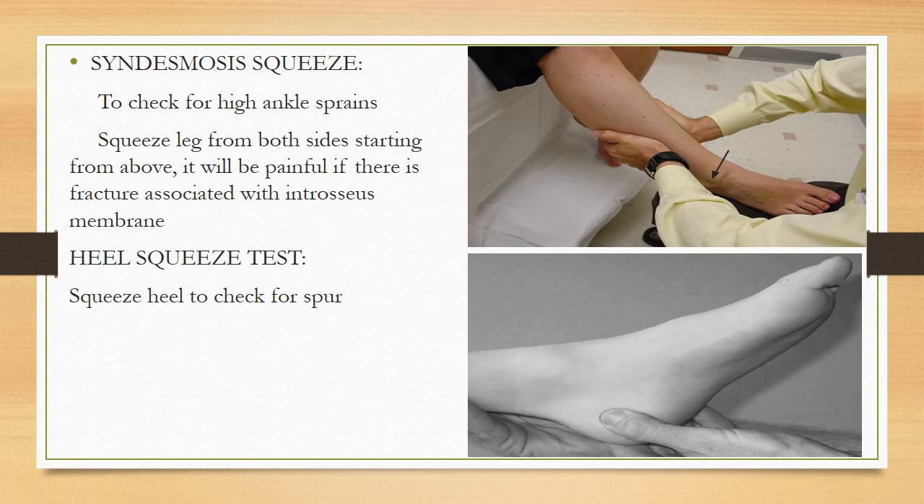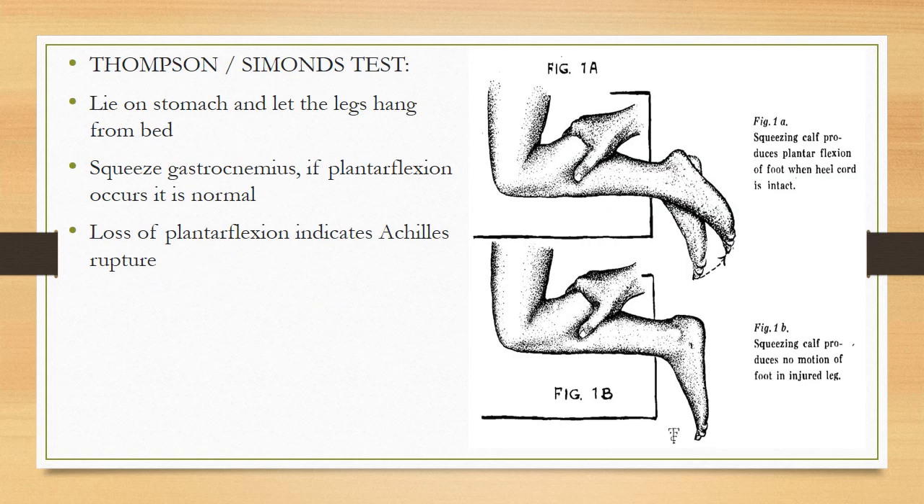Next is the heel squeeze test, which is simply you squeeze the heel to check for the calcaneal spur. Thompson test or Simmonds test, it is basically positive in cases of Achilles rupture. You ask the patient to lie on their stomach and you let the legs hang downwards from the bed. Then you squeeze the gastrocnemius. If there is plantar flexion, like in the above picture, it is normal, but loss of plantar flexion indicates Achilles rupture.